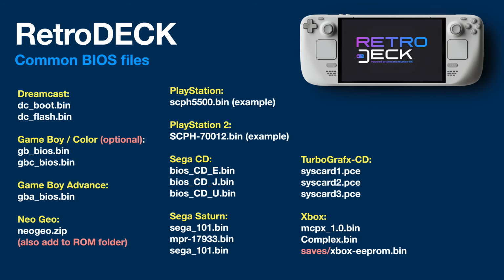Even for something like Game Boy and Game Boy Color, it is optional. If you add the BIOS files, it'll give you a boot logo, but if you don't, it won't. And of note, there are many different PlayStation and PlayStation 2 BIOS files, so I just put one example for each. It's also worth noting that RetroDECK has its own BIOS checker tool within its configurator app, and we will check that out here later in this video once we have it set up.